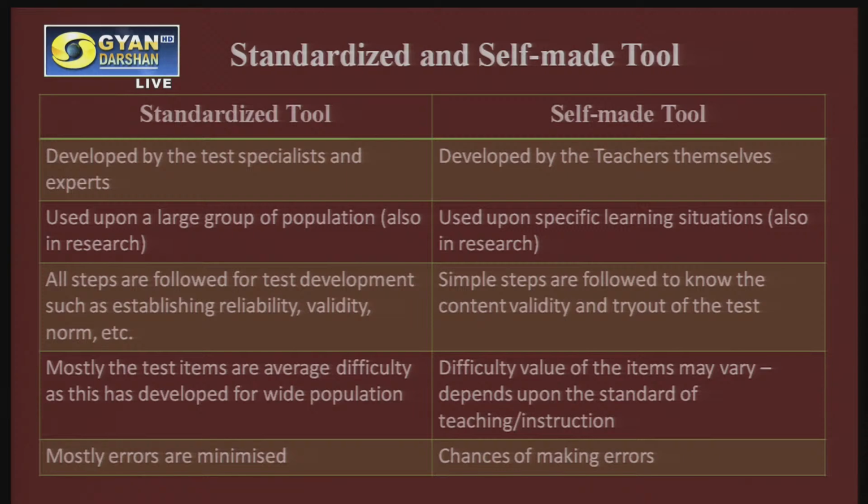So the scope of using a self-made tool is very limited. It's very situational. It may be confined to a particular class, a particular school or college or institution. Whereas the scope of a standardized tool is very vast. It may be used at any place, in any situation. Then further, a standardized tool is used upon a large group of population. Also, you can use it in research, but I have already said that the self-made tool is used in specific learning situations. It may be in a classroom.